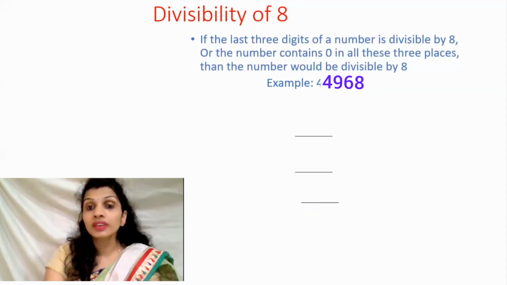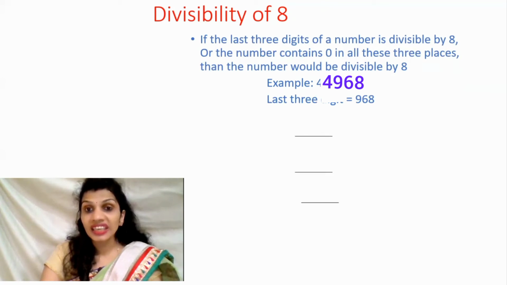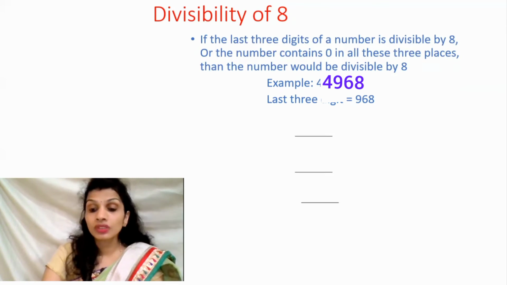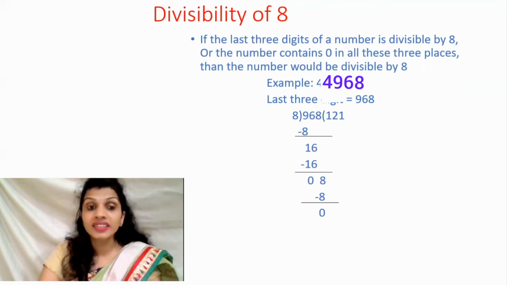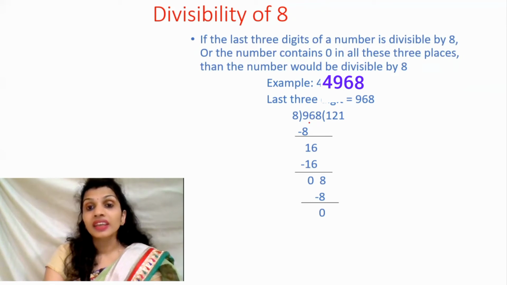Suppose I have taken the number 4968. So here the last 3 digits are 968. Okay, now what we are going to do? Now I'm going to divide this number by 8. Okay, now 968. So let's see here. 8 ones are 8. Okay, now here 1 is left. Now here I'm going to put down this 6. Then 8 twos are 16.